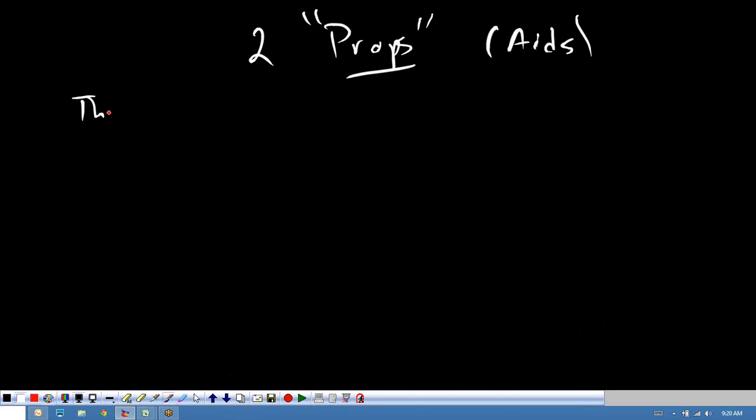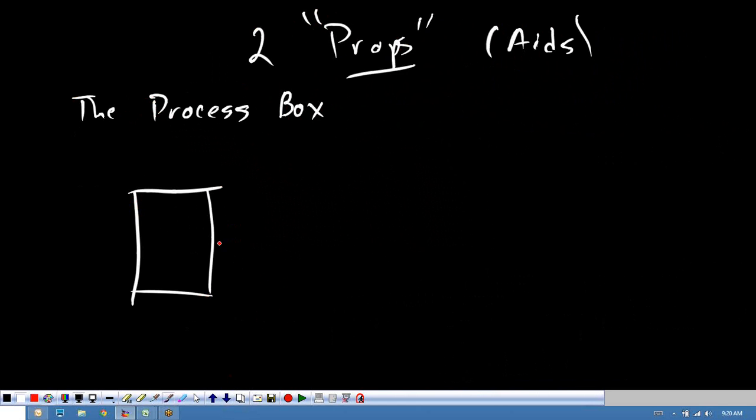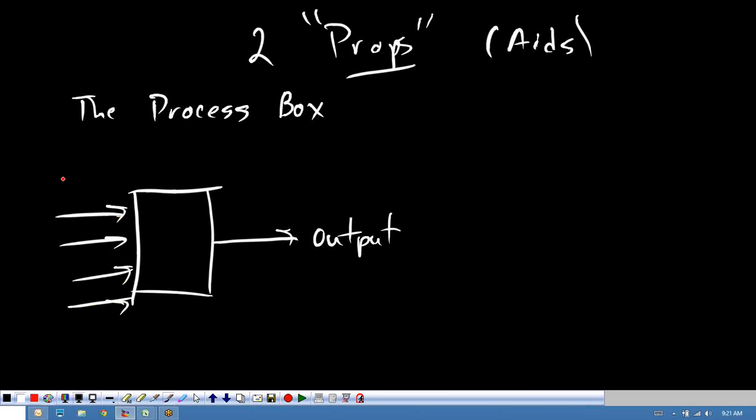One is the process box. That is simply a box where you're going to make the distinction. On the left-hand side, this is going to be the output, and on the right-hand side, these are going to be the input variables that you're interested in, the x1s, x2s, x3s, x4s, etc. And this is going to be your y.